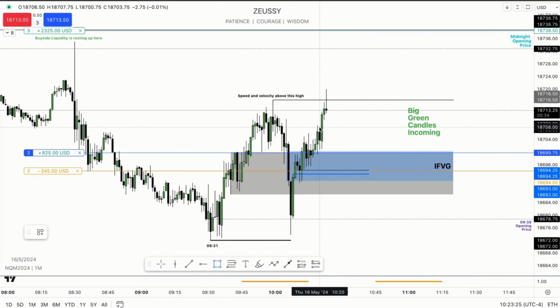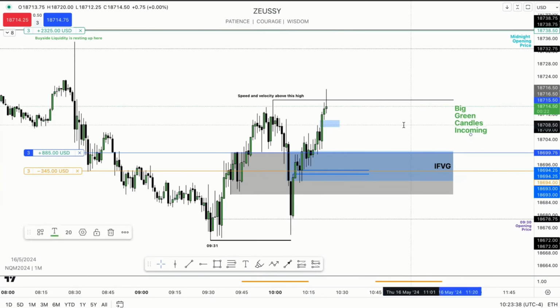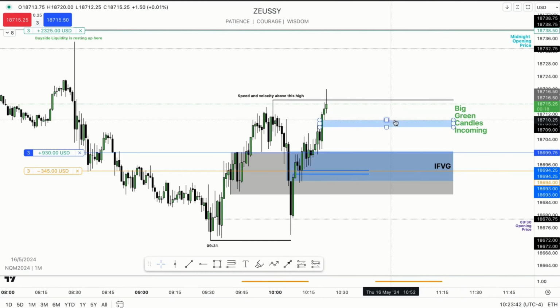Market takes out that high and retraces, annotating this BC. If the market would retrace into that BC, then it would be a potential pyramid for me.